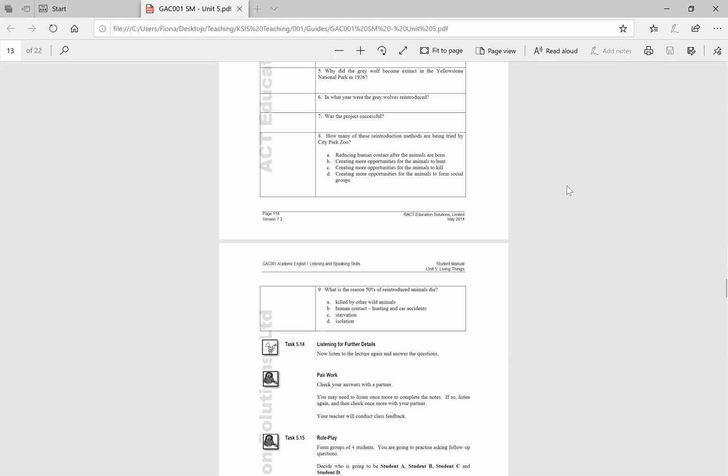We are also working to create more opportunities for the animals to hunt and form natural social groups while they are still in captivity to better prepare them after they are released in the wild. Okay, and now you have C and D. So the answer here is A, B, and D.